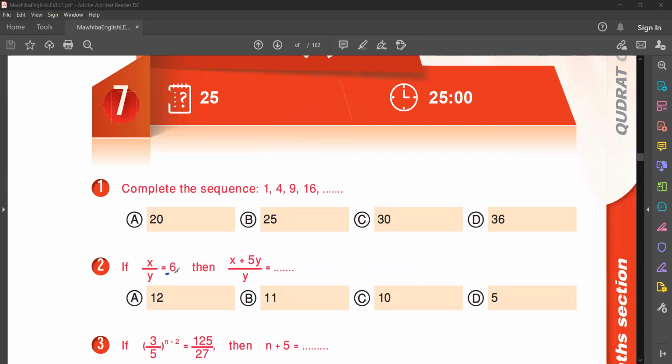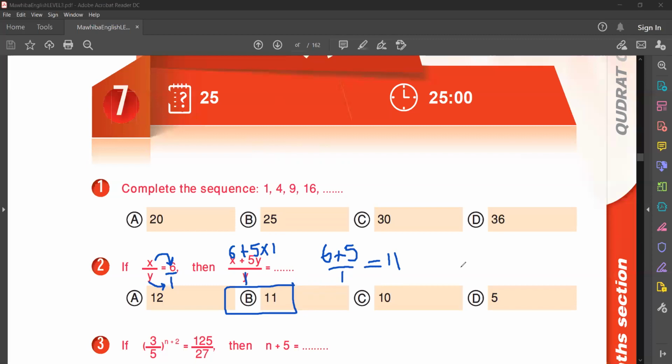Now 6, the denominator is 1. So x equals 6 and y equals 1. Then you substitute here, x, it is 6, plus 5 multiply y. Y it is 1, and here 1, so x plus 5y over 1 equals 11. So the answer is B, right? So when you think, then you get the short way to solve the problems.